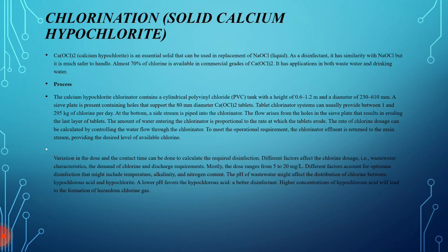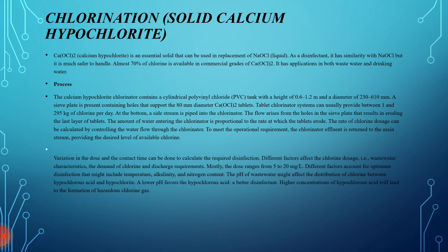At the bottom, a side stream is piped into the chlorinator. The flow arises from the holes in the PVC plate, which results in eroding the last layer of tablets. The amount of water entering the chlorinator is proportional to the rate at which tablets erode. The rate of chlorine dosage can be calculated by controlling the water flow through the chlorinator. To meet the operational requirement, the chlorinated effluent is returned to the main stream, providing the desired level of available chlorine.